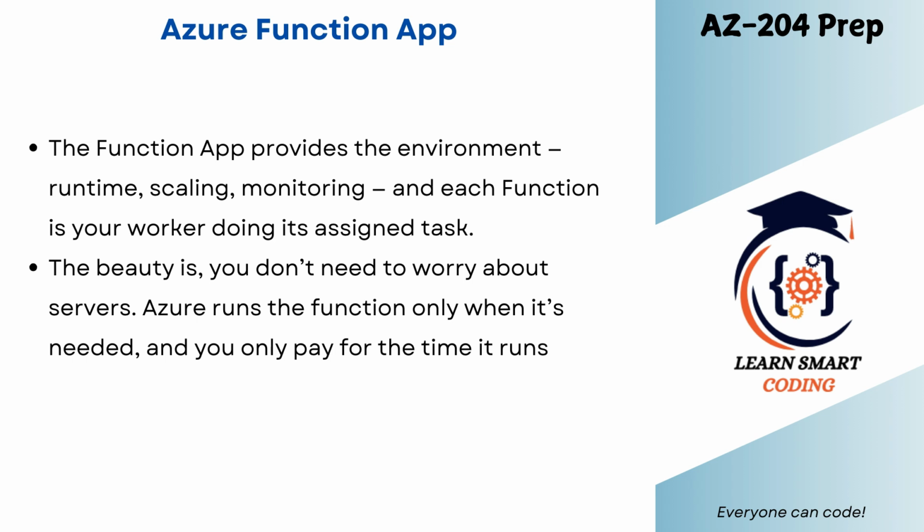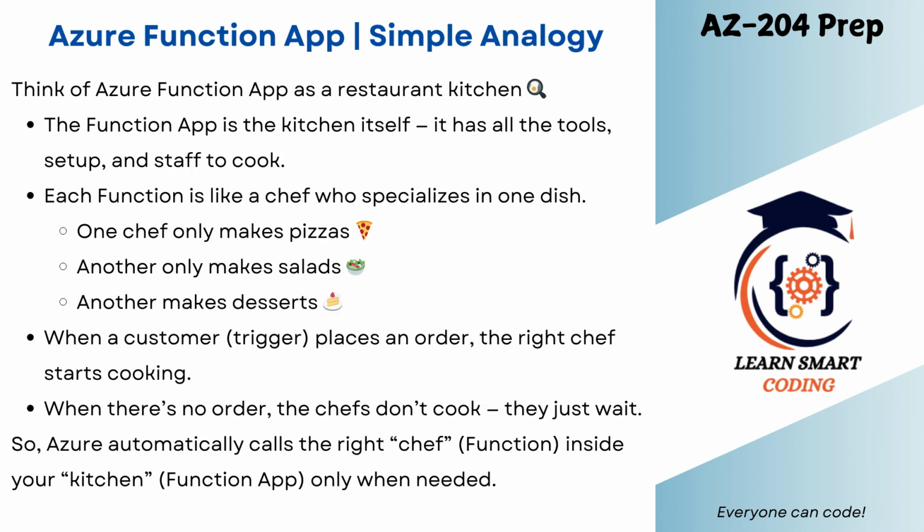Let's take a simple analogy. Think of Azure Function as a restaurant kitchen. The function app is the kitchen itself. It has all the tools, setup, and staff to cook. Each function is like a chef who specializes in one dish. For example, one chef makes only pizza, another chef makes salad, another one makes desserts.